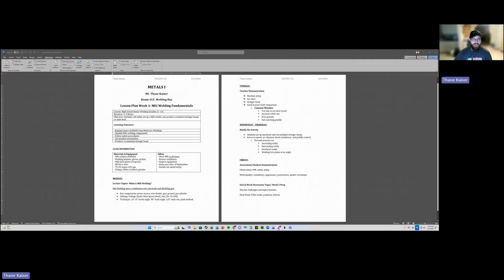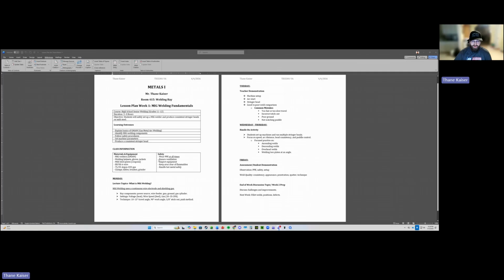Some of the information for the class: this is going to be the equipment and materials that we're going to be using. We'll be using MIG welders. We'll be having welding helmets, gloves, and jackets. We'll be using our mild steel plates, our ER70S-6 wire, and 75/25 argon CO2 gas. And we'll also be using clamps, tails, brushes, and a grinder.